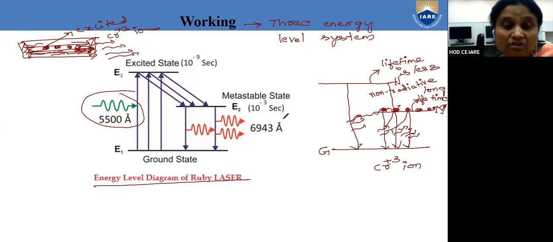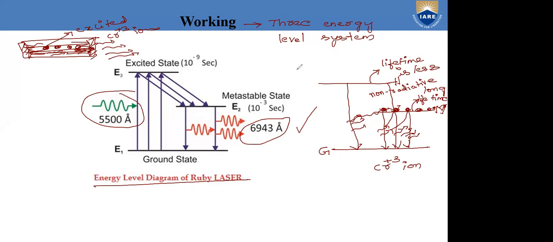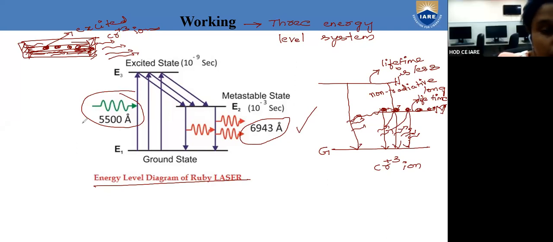And what is the wavelength of laser light that is emitted from the ruby laser? Its wavelength is 6943 angstroms. Okay, so this is about the working of the ruby laser. Any doubts, students? Any doubts? If you have any doubts, you can ask me.